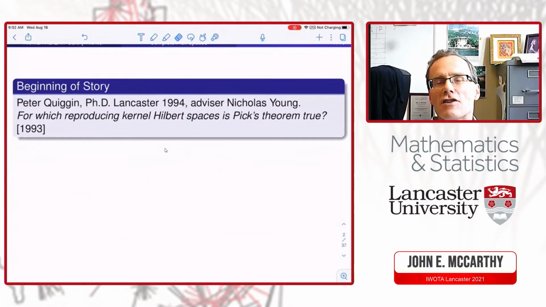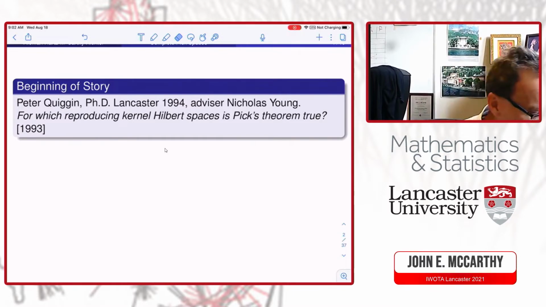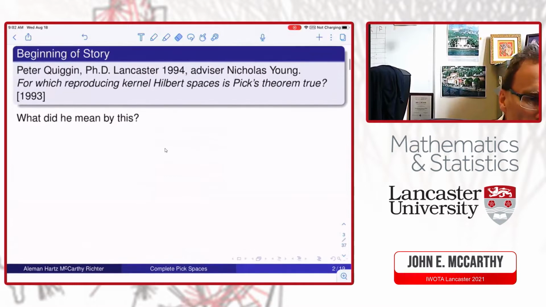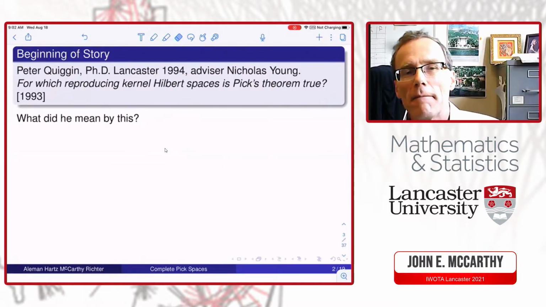So let me start the story. And very appropriately, the story begins right here in Lancaster with Peter Quiggin, who was a PhD student under Nicholas Young. And in 1993, he published a paper in Integral Equations and Operator Theory with the title, "For which reproducing kernel Hilbert spaces is Pick's theorem true?" So what does this mean?